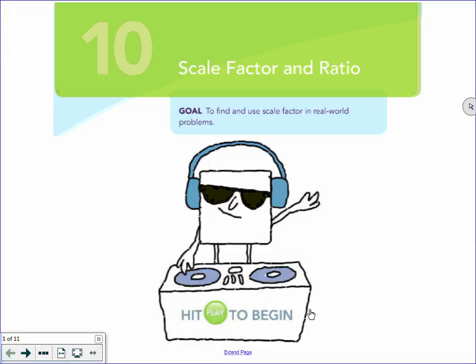All right, today's lesson is on scale factor and ratio. Just a reminder, with the video, you can pause it to make sure you get all the notes. You can also go back and listen to something or look at something again that you may not have gotten. So again, make sure you take advantage of that as you're going through the video here.